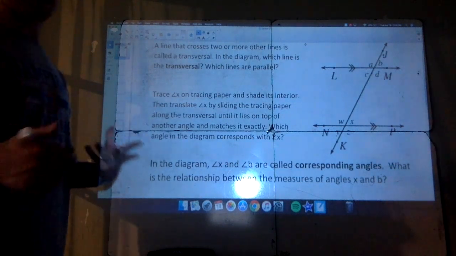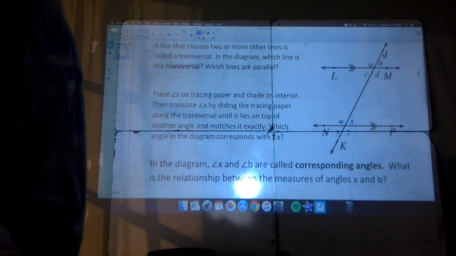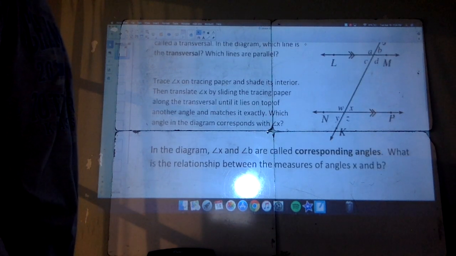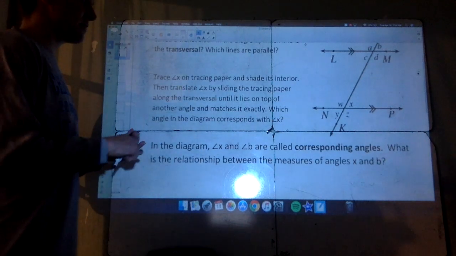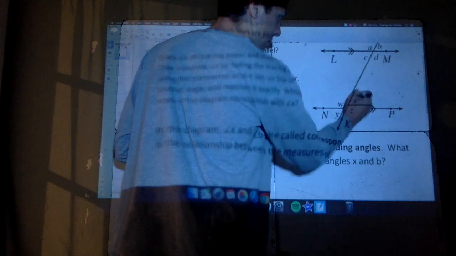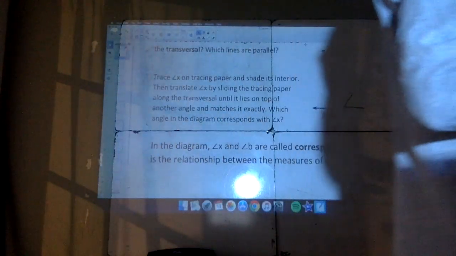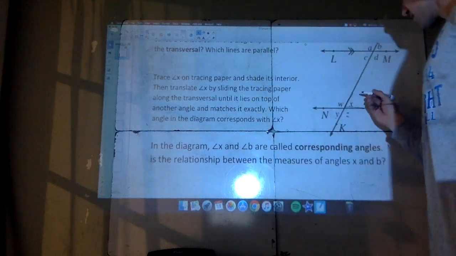So normally we have tracing paper, and I have you do this yourself, but we're going to have to do it a little bit differently since we have this online learning. But we're going to trace angle X on tracing paper and shade its interior. So angle X is right here. Let me get a black marker, it will make it show up a little bit better. So we have angle X right here.